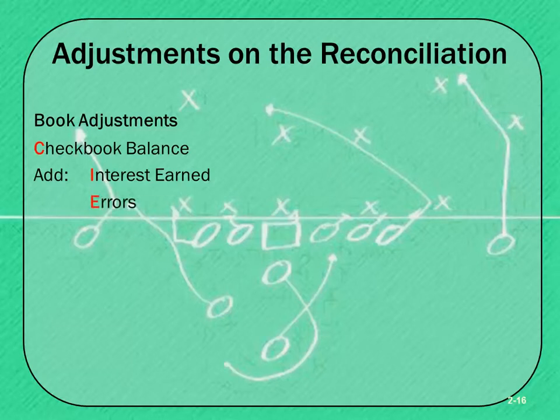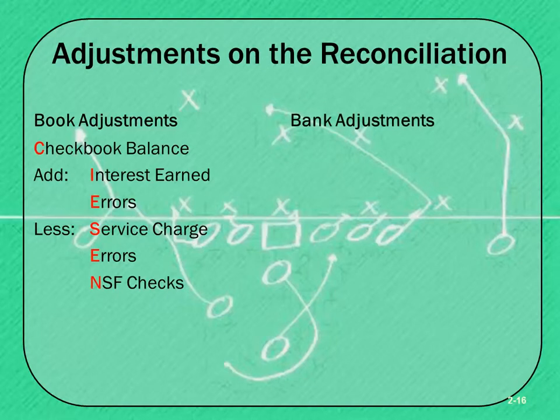If you have any errors, you might need to add. That's if you swap out 15 for 51, or 450 for 45, or something along those lines, you could have a book error. Well, there's a couple subtractions as well, part of the CIE SEN DO acronym. Your S is service charge, which again the bank will tell you. Usually this is somewhere between $5 and $10, maybe $15 for a company that has a business checking account. You might have an error, it might go that way, or you could have those NSF checks. That's the bounced check, where someone writes a check they can't actually cash. And in the end, you get to your adjusted book balance.